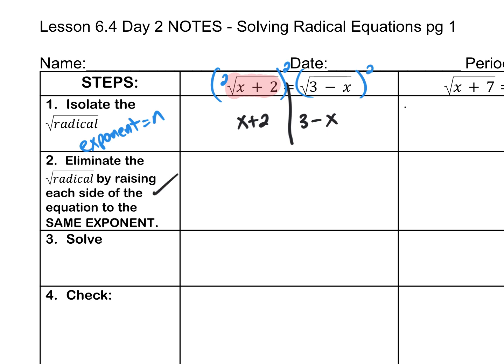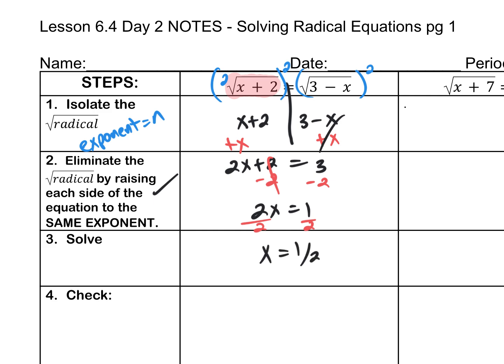Now that I've done the second step, I can do the third step, which is to solve for x. To solve for x, I'm going to add x to both sides. That gives me 2x plus 2 is equal to 3. Now, if I want to get the x by itself, I'm going to subtract the 2 from both sides. That gives me 2x is equal to 1. The last step is going to be to divide by that 2. That gives me x equals 1/2. It is a fraction, but it's fine.